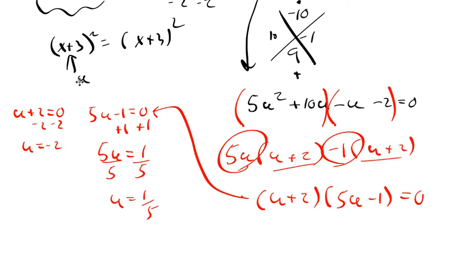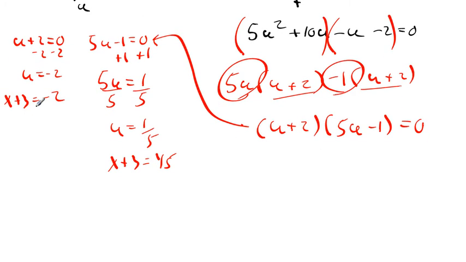So we have to replace the u with x plus 3. So really, this is x plus 3 equals negative 2. And over here, this is x plus 3 equals 1/5. All right, so let's go ahead and solve this guy right here. So I'm just going to subtract 3 from both sides. So x equals negative 5.